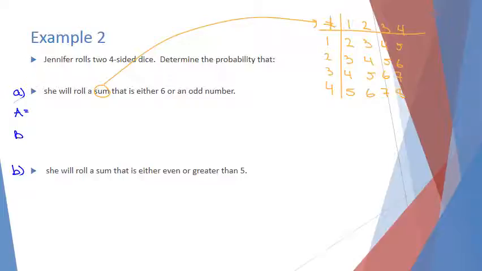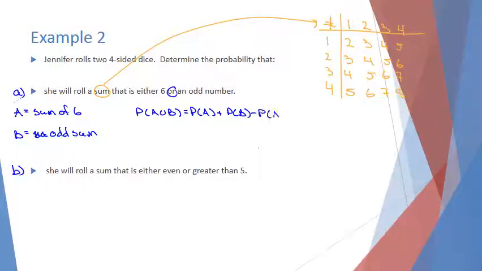So let's get proper again. A will be a sum of 6. And B, I guess I can just write odd sum. Okay, and then again, you see that it's an OR question, so we know it's a union. So I'm going to add the individual probabilities. Then I'll subtract that overlap, the times they both can occur.